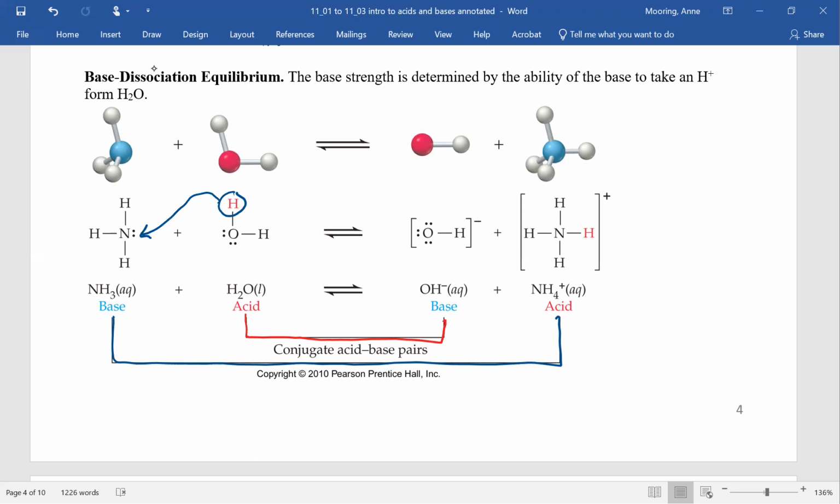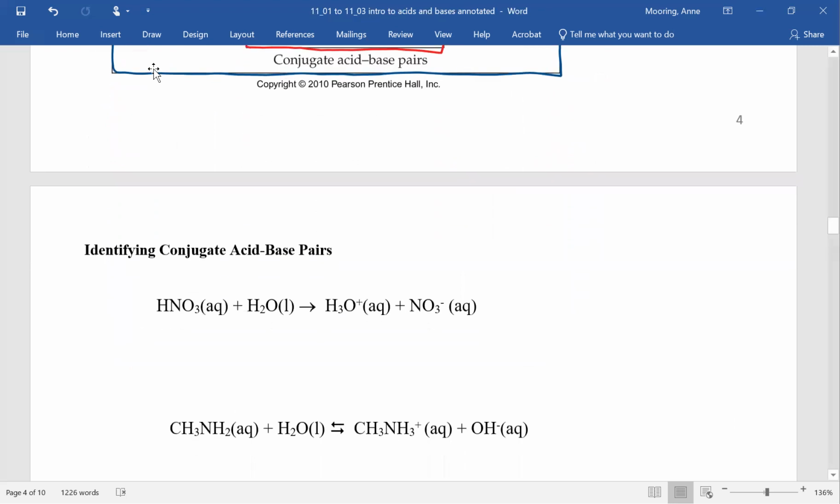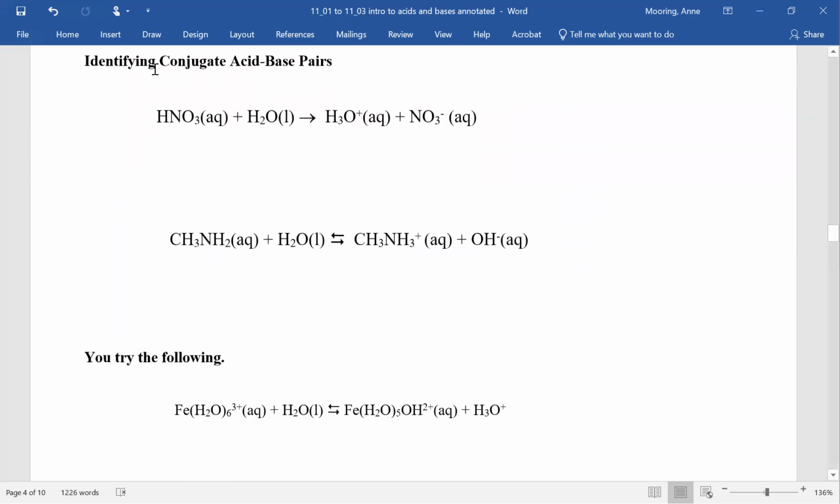So the objective here is that you should be able to identify conjugate acid-base pairs. So let's try this. Identifying conjugate acid-base pairs. First of all, I'm going to look at the nitric acid, and see if I can find something that only differs by a hydrogen. Sure enough, there's the nitrate ion. So I have an acid and a base, and I'm going to link them together. This is my conjugate acid-base pair.